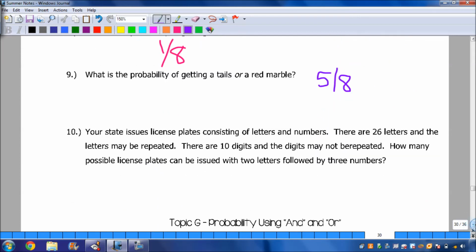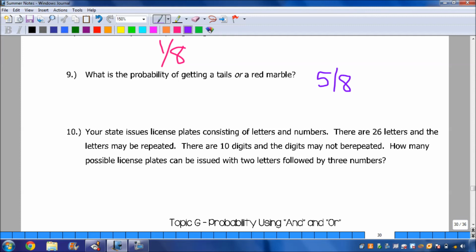So let's look at number 10. Your state issues license plates consisting of letters and numbers. There are 26 letters and the letters may be repeated. There are 10 digits and the digits may not be repeated. How many possible license plates can be issued with 2 letters followed by 3 numbers?